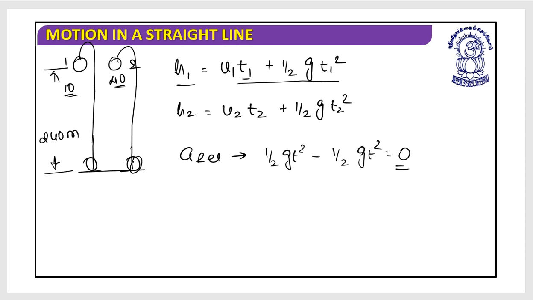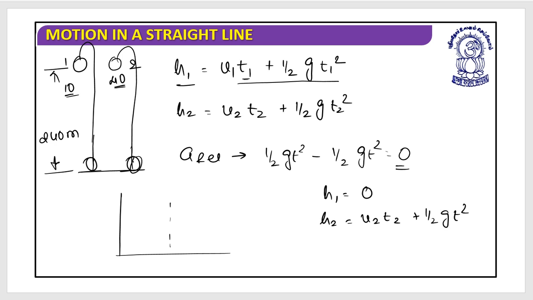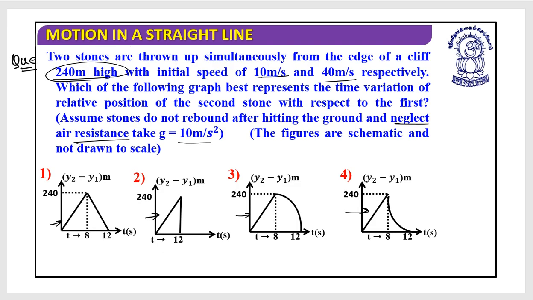So if I understand this situation, one of them would be on the ground, so its h1 would be equal to 0, let's say, and h2 must still be traveling, u2 t2 plus half g t square. So if I take the difference of these two, it should look like this, and my previous situation was something like this. So let's try to match this. It's answer number 3. Yes, so this would be the final answer. I hope these things are clear.